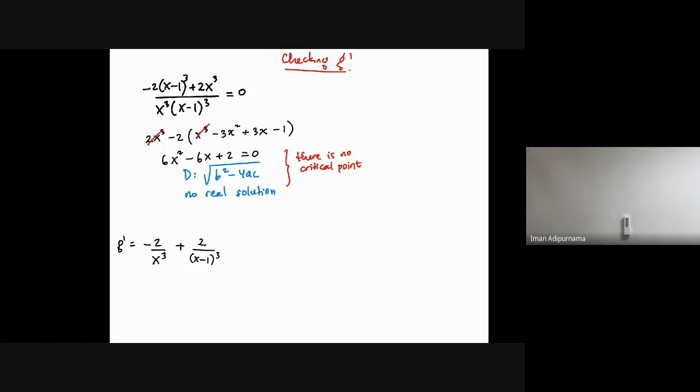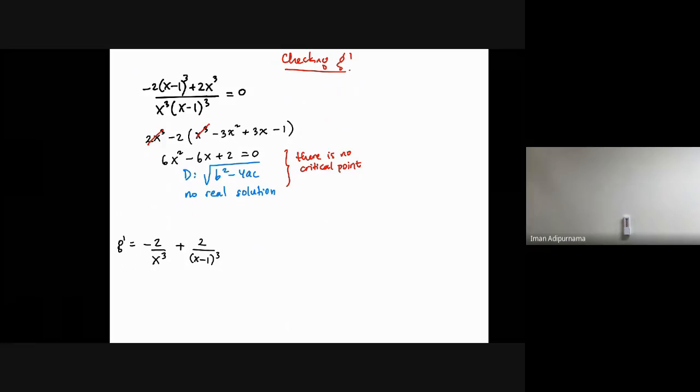Any idea how to check? No? Yeah, we can check random points, but you will be lost if you're just checking random numbers point by point, and then you will get lost.